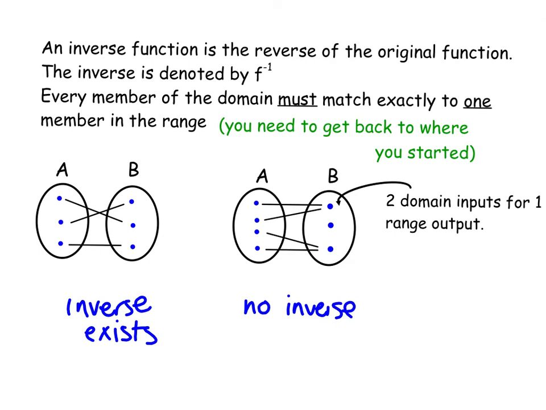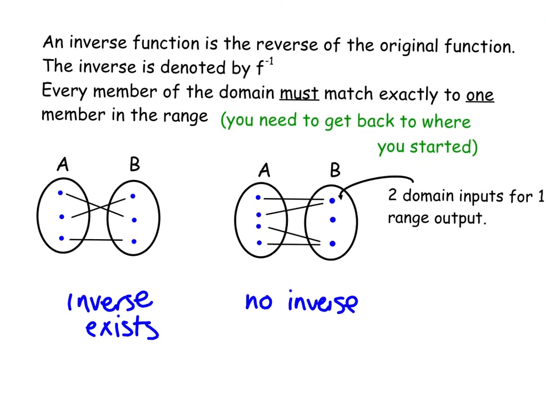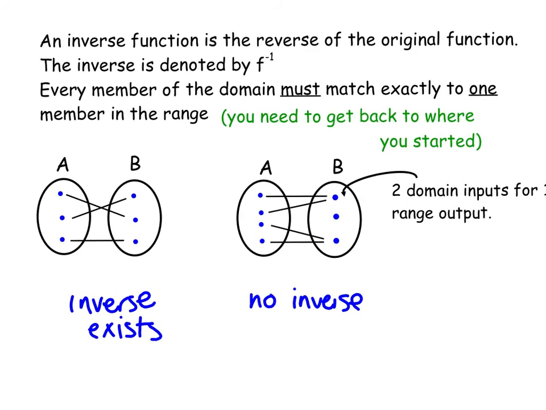Okay, now I'm going to talk about inverse functions. Inverse in maths means doing the opposite, right? The inverse of timesing by 2 is dividing by 2. Inverse of adding 4 is subtracting 4. So the inverse function is the reverse. And if it exists, then every single member of the domain must match exactly to one member in the range. I.e. you need to get back to where you started from.